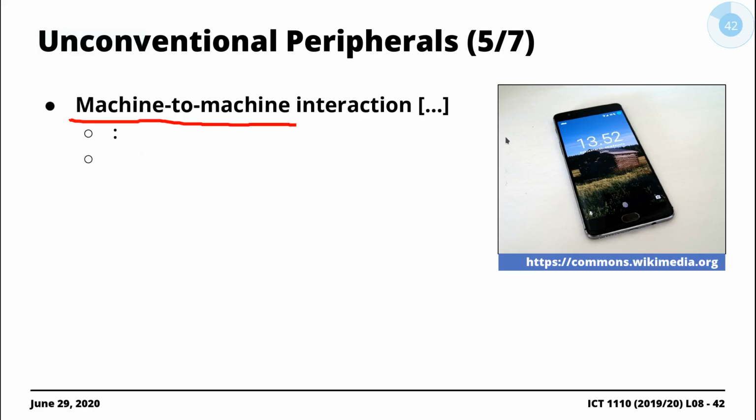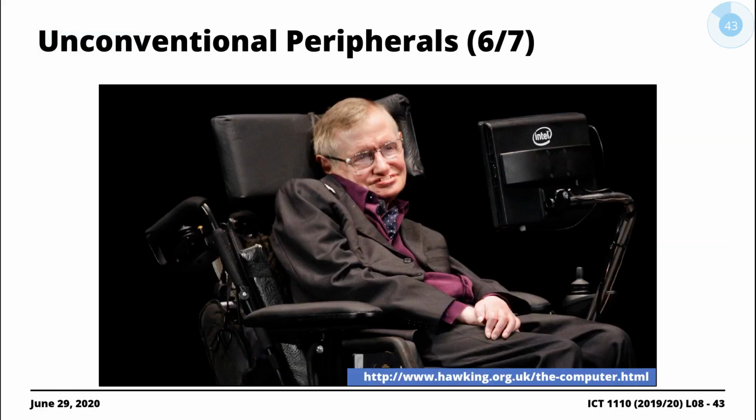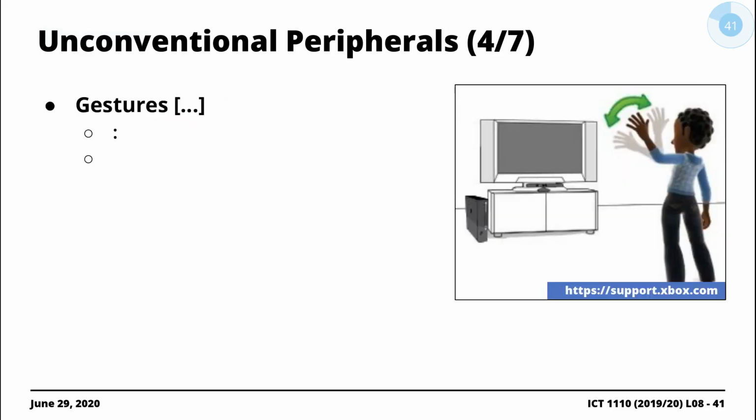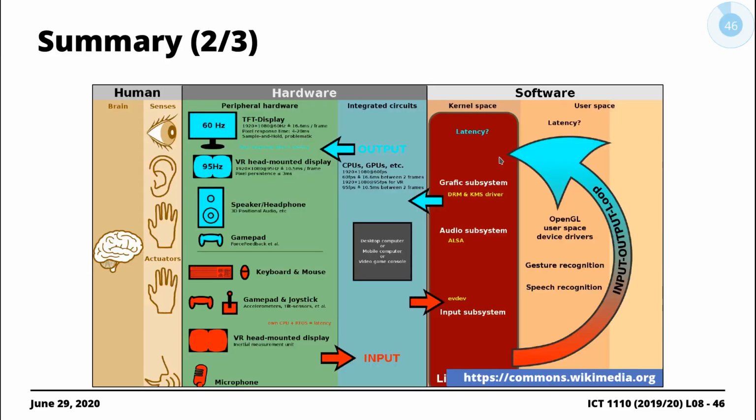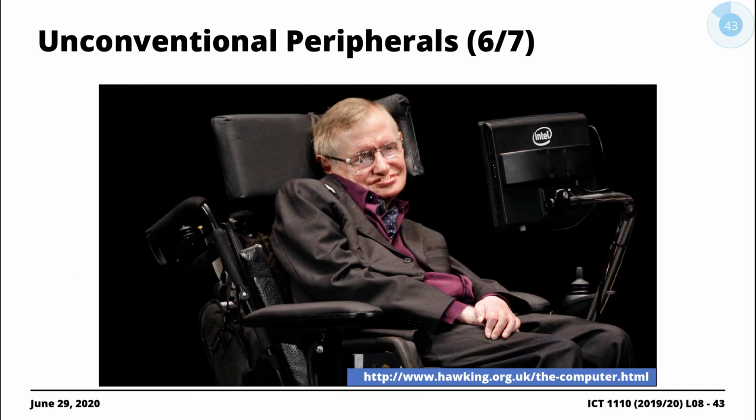Besides machine-to-machine interaction here, I like giving these examples. Again, this is tied to some of these unconventional ways of providing input. Stephen Hawking, who's deceased now, was one of the most renowned physicists of our time, but he had a disability, a neurological disorder, that made it impossible for him to use his limbs, right? So he was unable to use his hands. He was bound to a wheelchair. The only way he could interact with the computer system was through the use of his eyes, right?